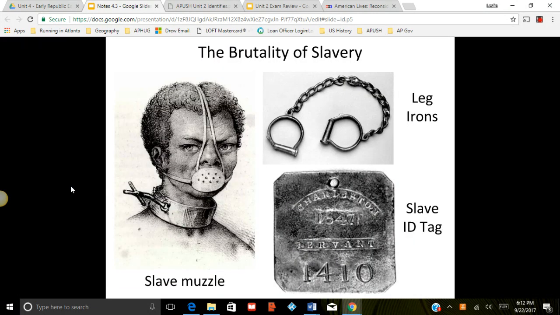Now, the brutality of slavery is well documented, as you can see here with the muzzle, the leg irons, and the ID tag.